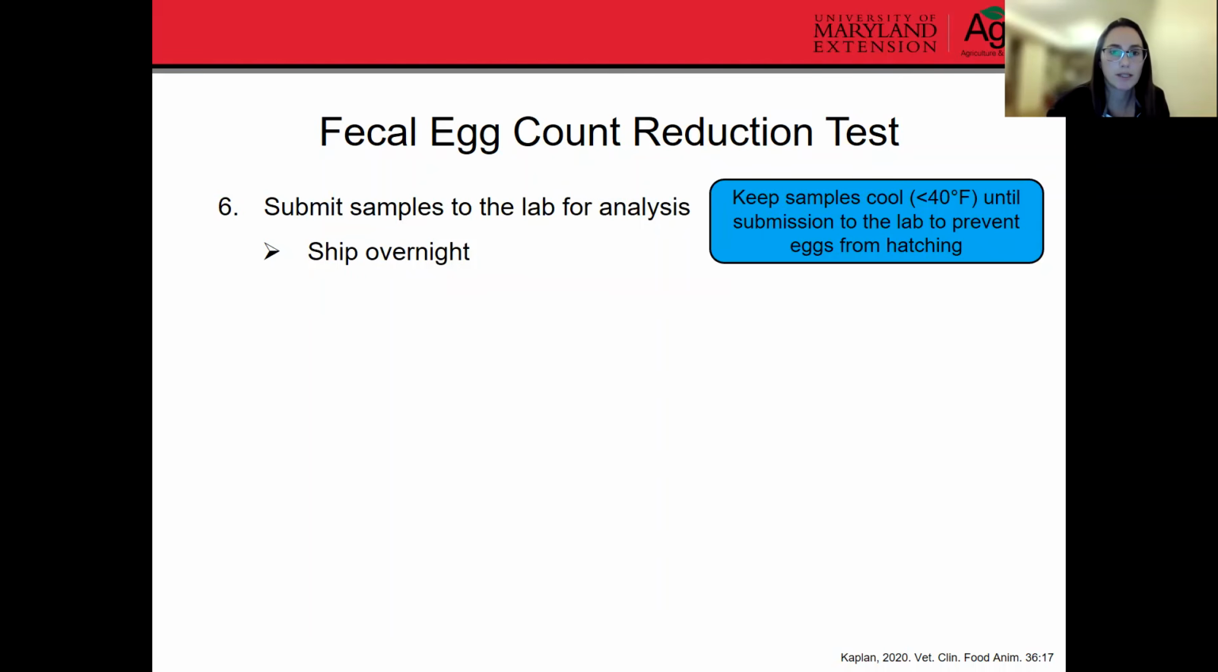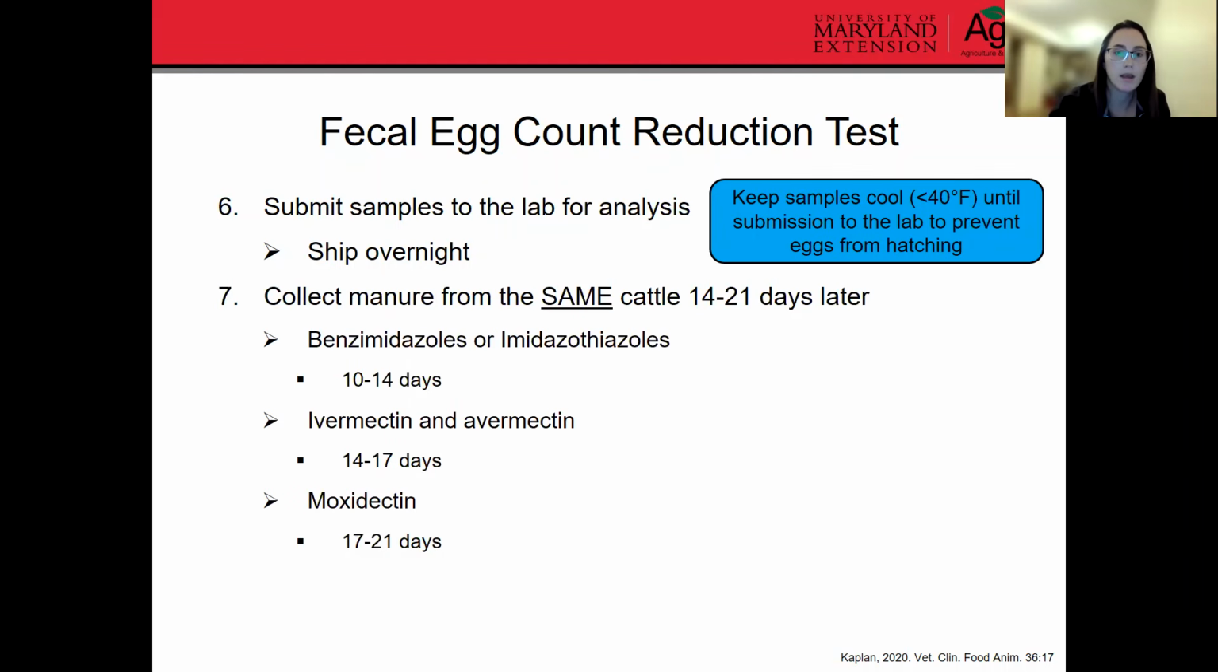And then if you're shipping these samples to a lab, you want to ship overnight and you want to keep them cool until you can send them to the lab. If you're shipping samples, it's a good idea to put an ice pack or something like that in the shipment so that, again, to keep the sample from getting too warm, especially if it's summertime.